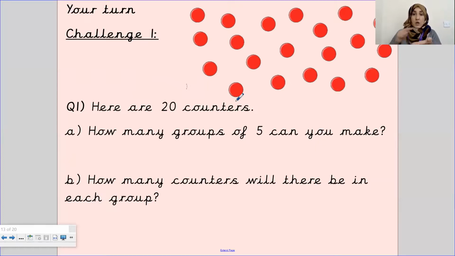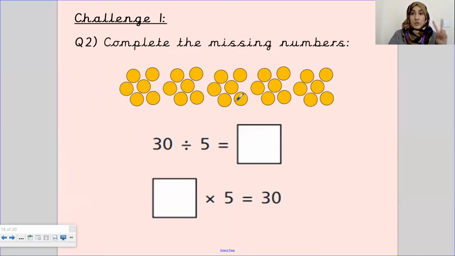So I would like you to count 1, 2, 3, 4, 5. Right, you're one group. 1, 2, 3, 4, 5. Right, you're another group. 1, 2, 3, 4, 5. Oh, you're another group. And then count how many groups you have. Okay, that's part A. Then you are going to count how many counters will be in each group. So first you're going to count the number of groups, then you're going to count how many objects you have in each group. Okay, Morris? Fabulous.